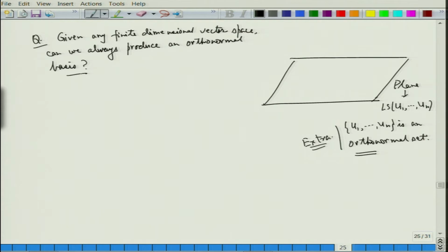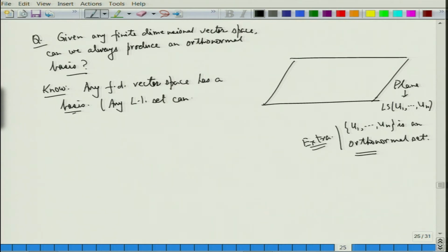What we know is that any finite dimensional vector space has a basis. What we have is that any linearly independent set can be extended to form a basis. So there should be a way to go from here to here. I start with one element and keep building, and then I should be able to get the orthonormal basis. This is one question, that I should be able to get it.